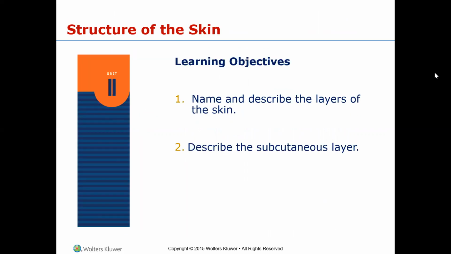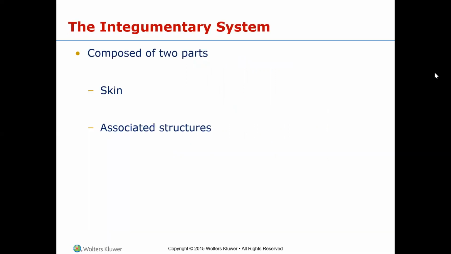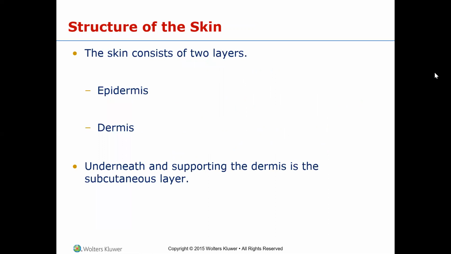So when we look at the structure of the skin, we will name and describe the layers, and then we are going to look at the subcutaneous layer, which is under what we commonly consider to be the upper part of the skin. So the skin is composed of two parts, the skin and all of its associated structures. And we will look at all of them. The two layers are the epidermis, which is on top, and then the dermis, which is below.